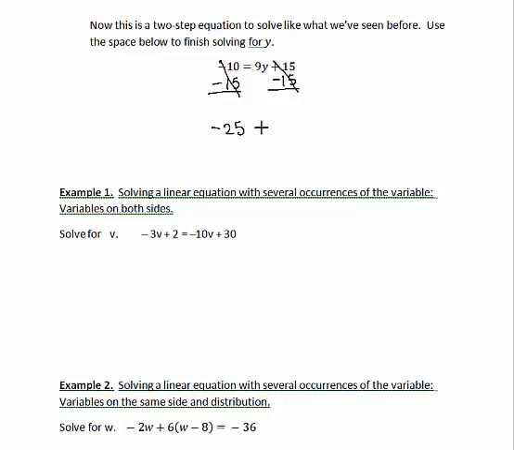Negative 10 and negative 15 gives you a negative 25. The 15's cancel on the right. y is multiplied by 9. So if we get rid of the 9, y will be by itself, and we'll be done. Opposite of multiplication is division. The 9's cancel on the right. So we finally have our y variable by itself, and our answer is negative 25 over 9, which can't be simplified.